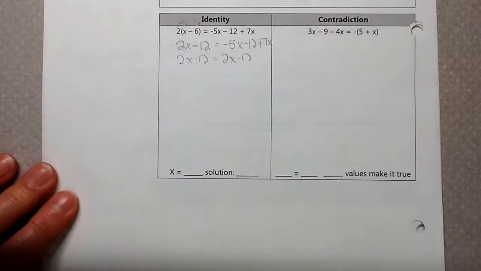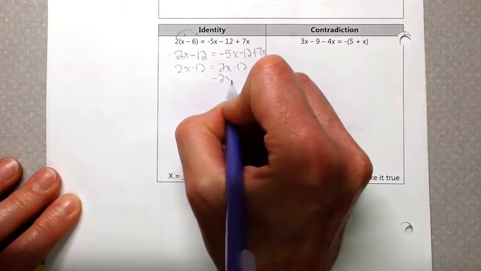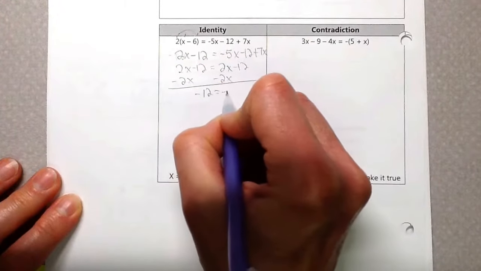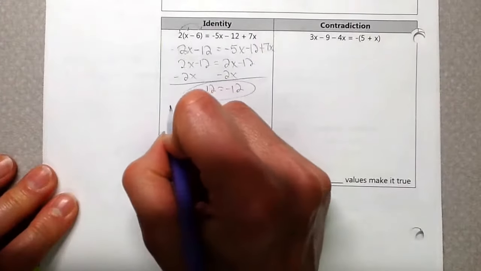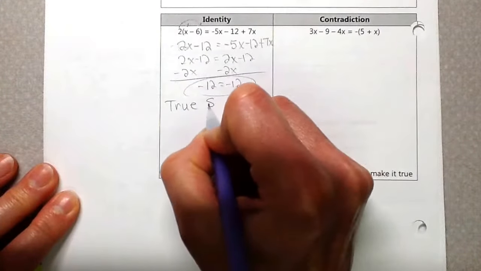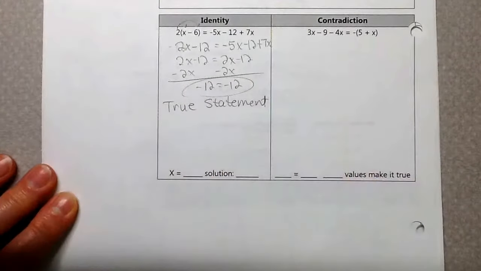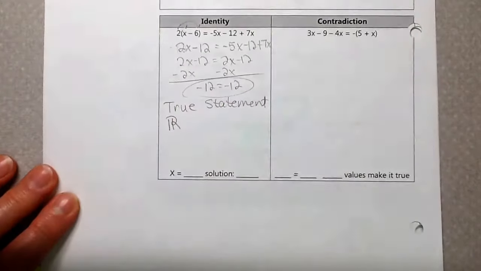Right from here you can see that those sides are identical. If I wanted to, I could move this over to the other side, minus 2x, and I have -12 = -12. Now we've lost the variable, but this is definitely a true statement. And when that happens, the way to interpret that is all real numbers will work.